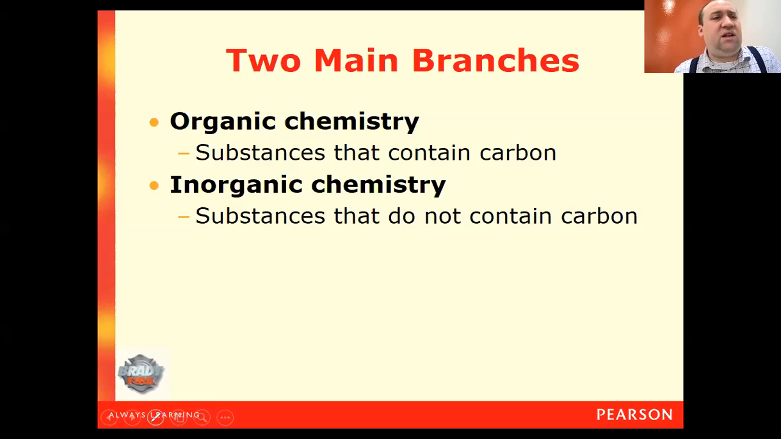So when it comes to chemistry, we can break chemistry into two primary branches, two groups. There is the organic chemistry. These are the substances that contain carbon. And there is the inorganic chemistry, the substances that do not contain carbon. Now, the differences between these two are substantial.